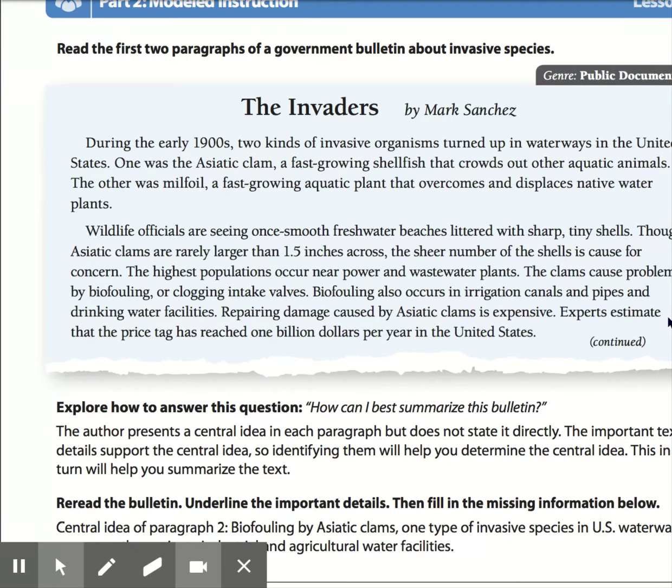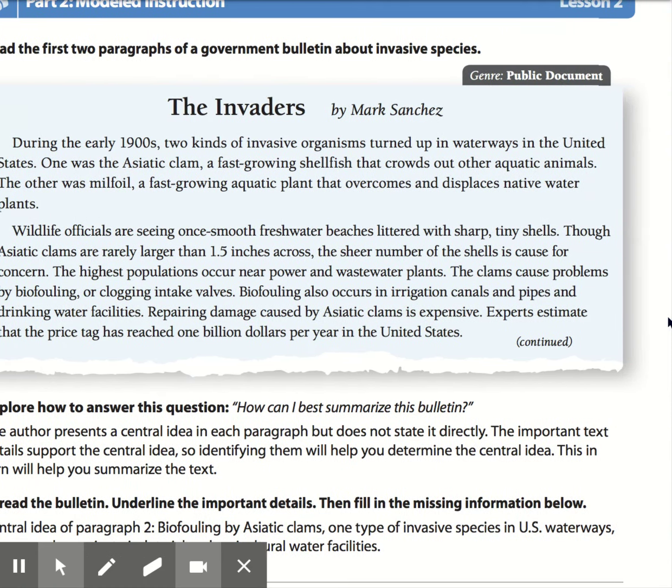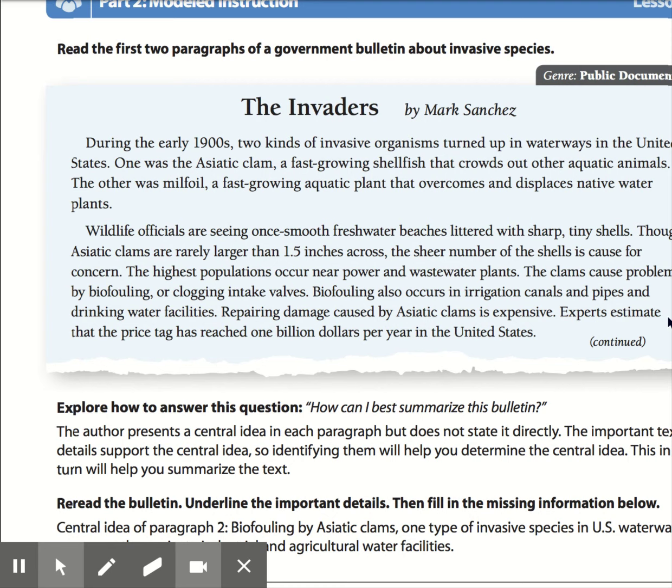All right. Again, you can't see me, you can just hear me read along. Wildlife officials are seeing once smooth freshwater beaches littered with sharp, tiny shells. Though Asiatic clams are rarely larger than 1.5 inches across, the sheer number of shells is cause for concern. The highest populations occur near power and wastewater plants. The clams cause problems by biofouling, or clogging intake valves.